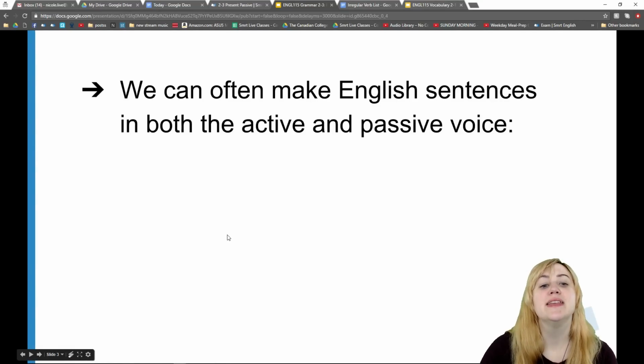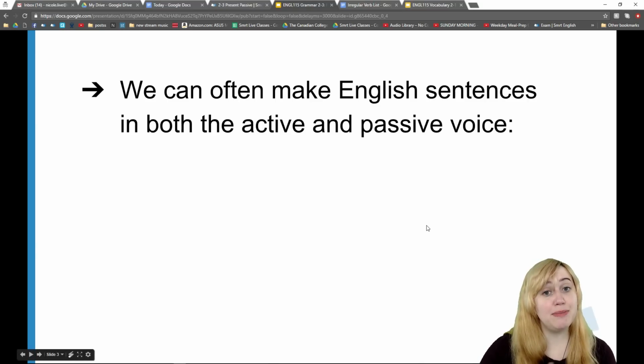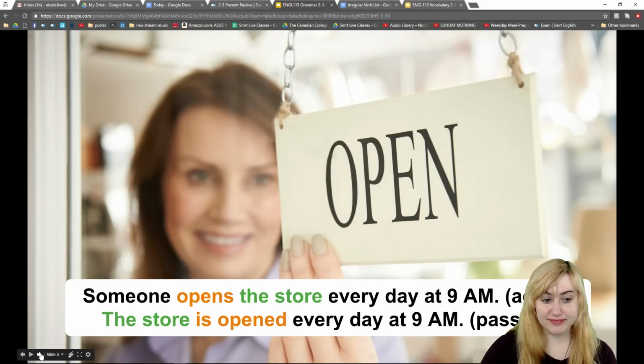Okay. So it says we can often make English sentences in both the active and passive voice. So active just means normal style, usual style. Passive is a special style we can use. For example, we have two sentences here.